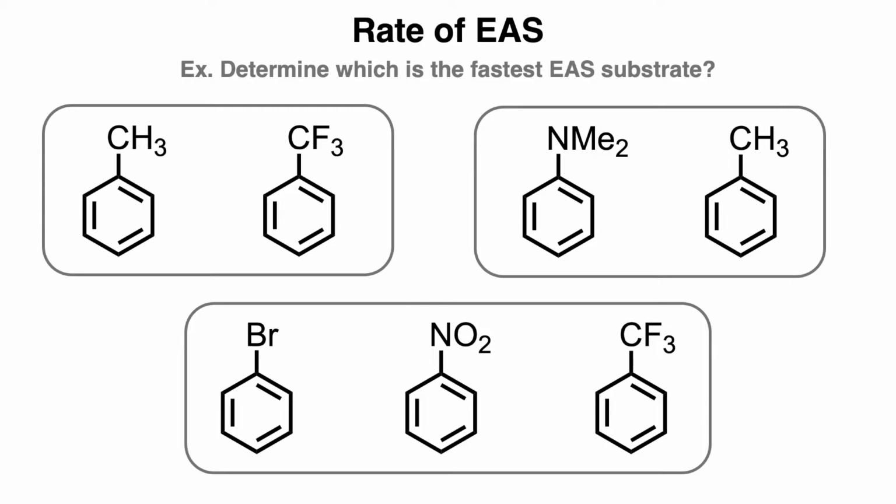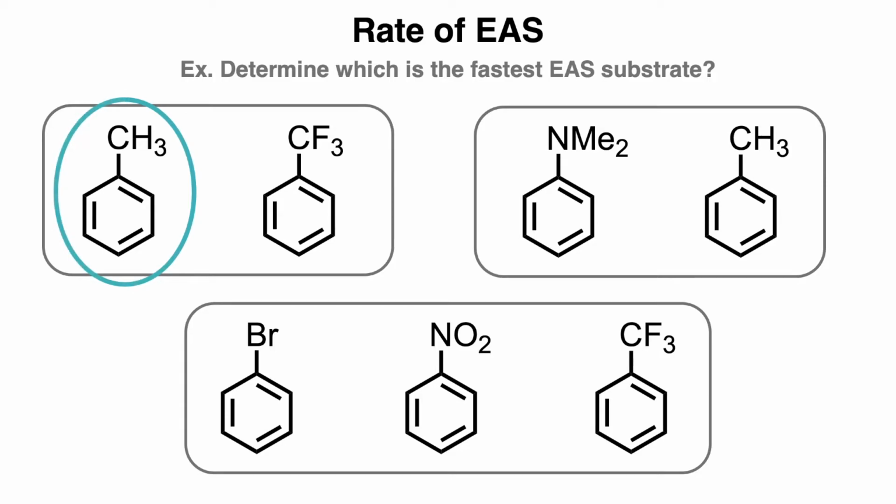Remember that activators or electron donating groups speed up EAS reactions. So let's take a look at the first pair of molecules on the top left. A methyl group is considered to be an alkyl group, which is a weak activator. A CF3 group, on the other hand, is a strong deactivator. Since activators increase EAS rate, this substituent will be faster.